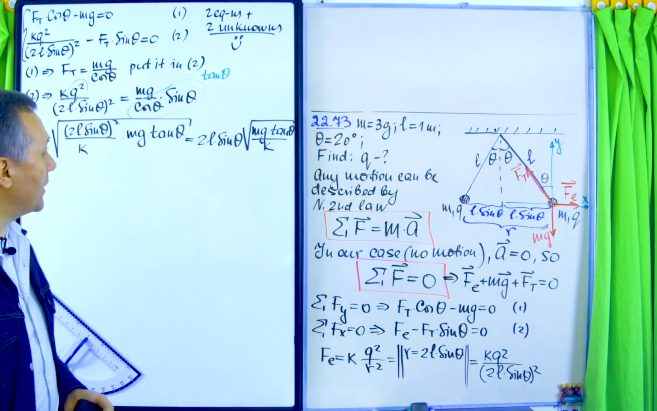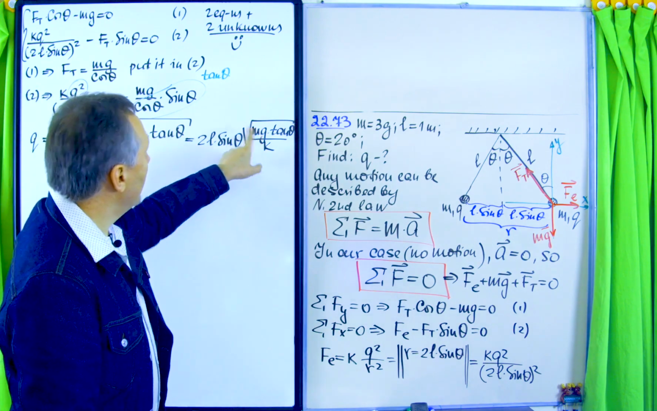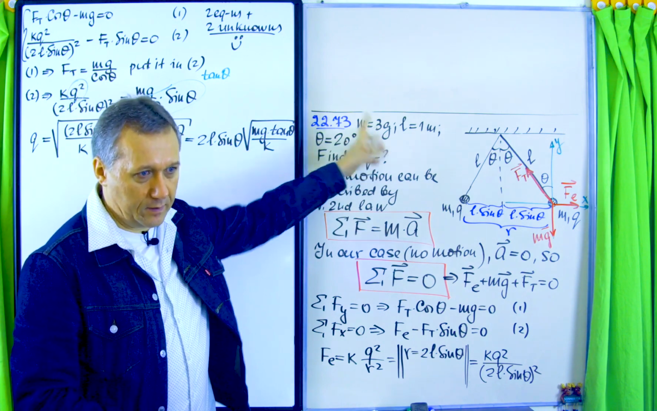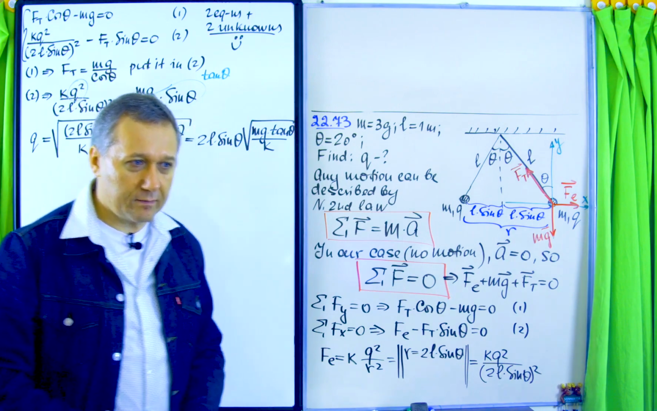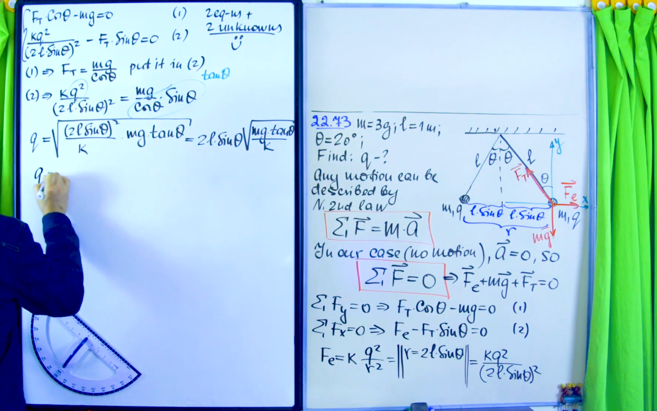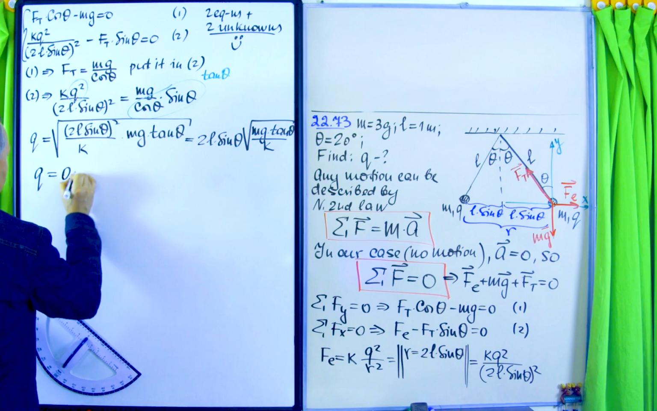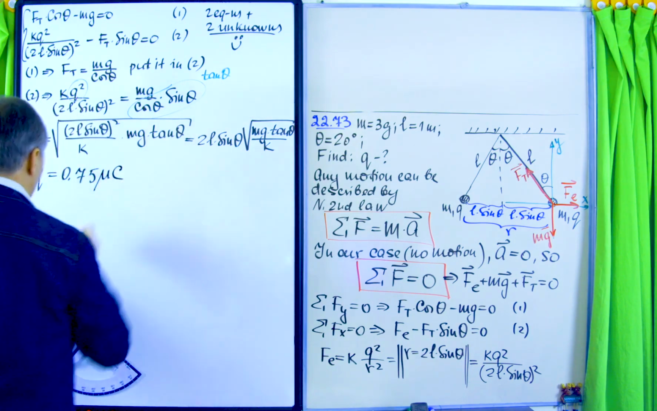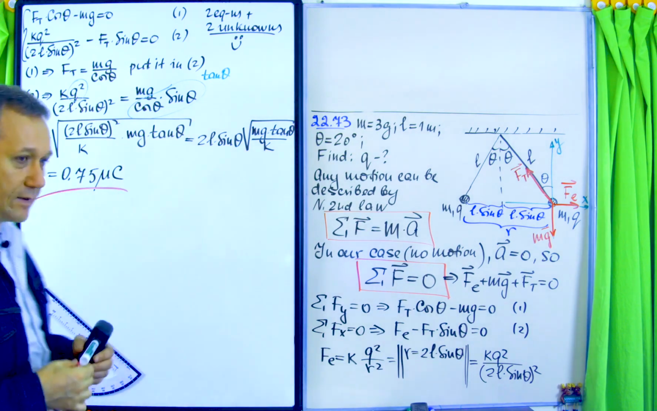Okay, so now you just need to plug in numbers. L is given, angle is given. Don't forget to convert grams into kilograms. I think it's obvious. And k, yeah, we introduced it yesterday. So if you plug in numbers, you will end up with q equals 0.75 microcoulombs. That's the answer.